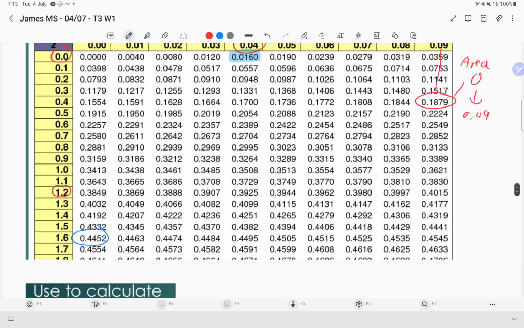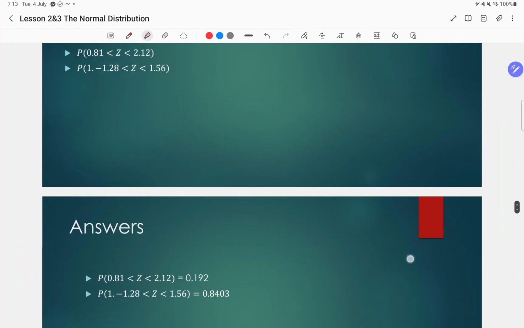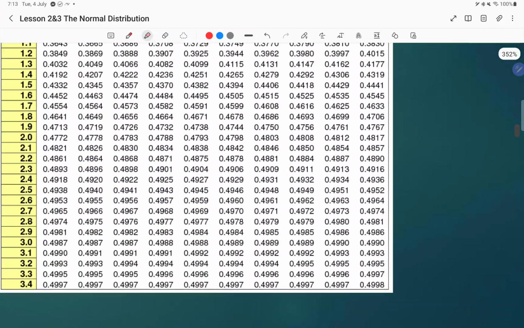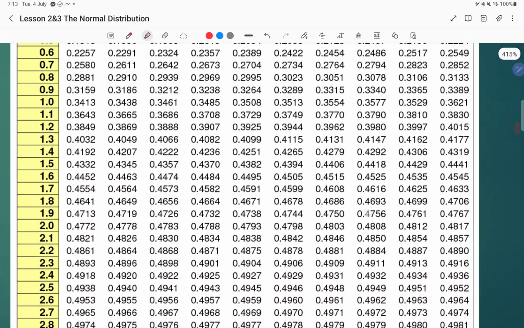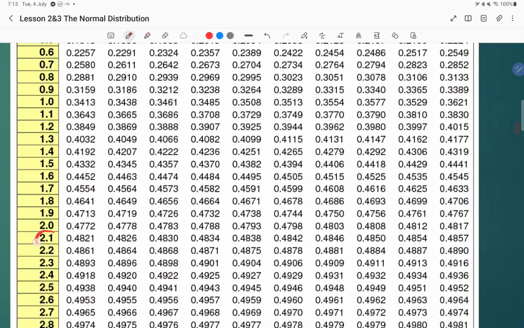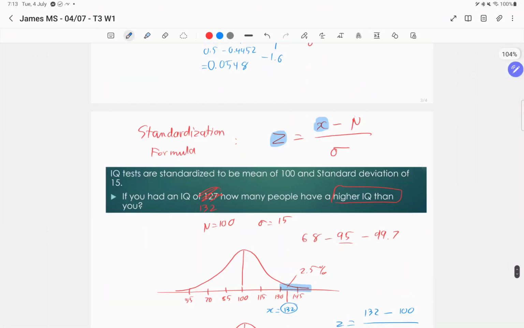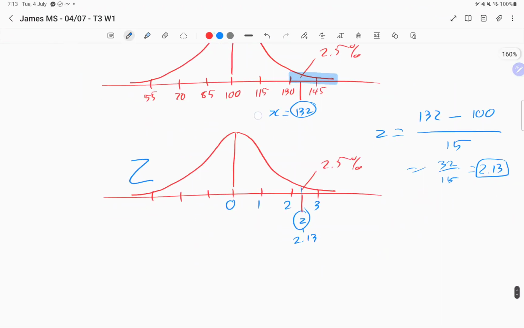I think the table I clipped out is not big enough, so go back to this one here. Let's go to the table. 2.13, I think it starts from 0. So 2.1, and then 0.10, 11, 12, 13, that one. Note that this is the area from 0 to that point. So 0.4834. That means that what we just found is the area from here to here is 0.4834.